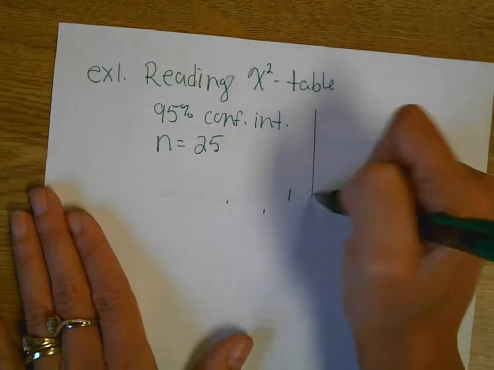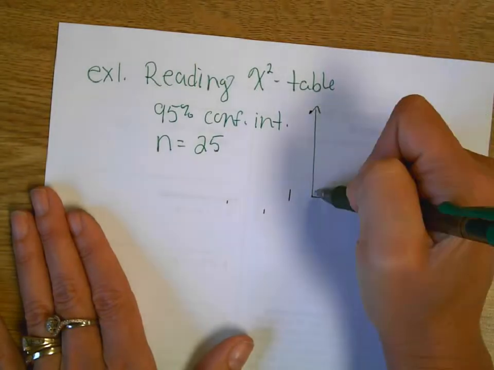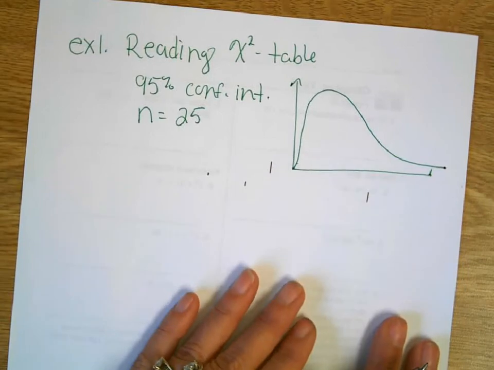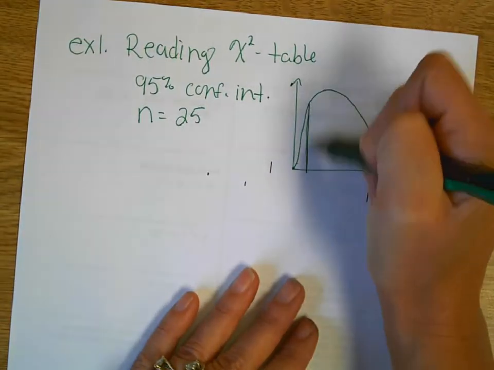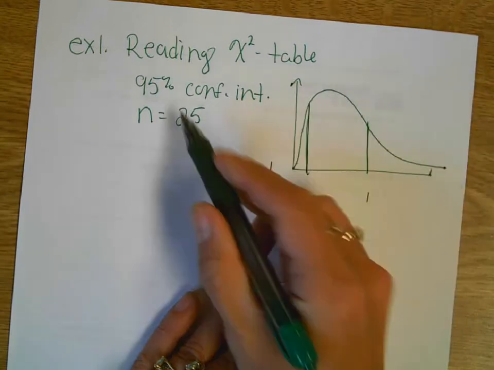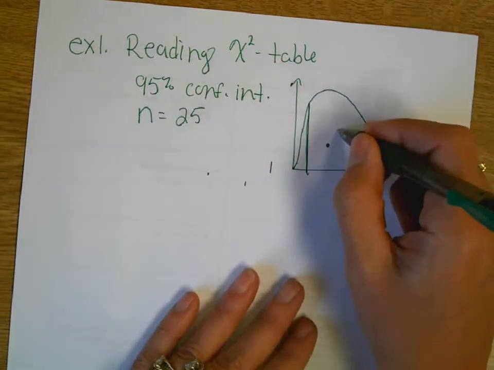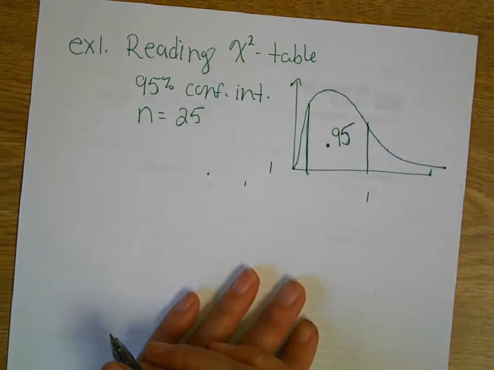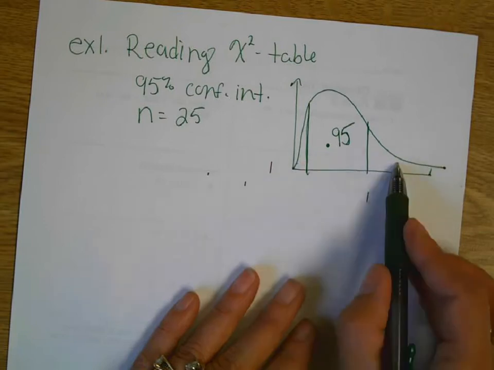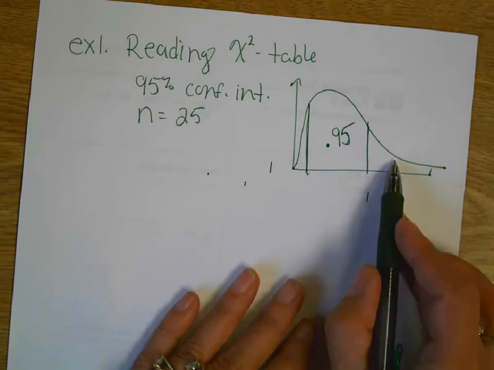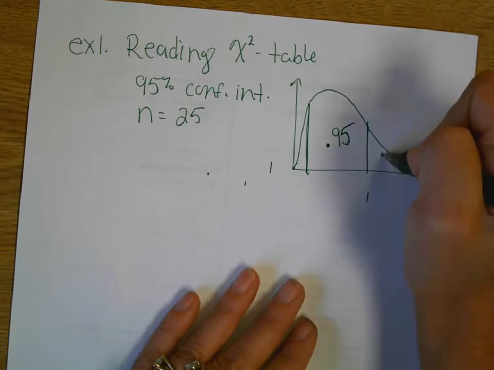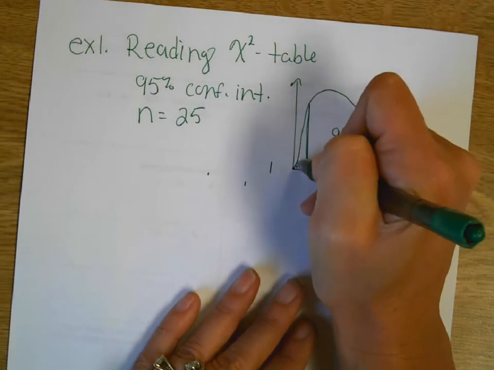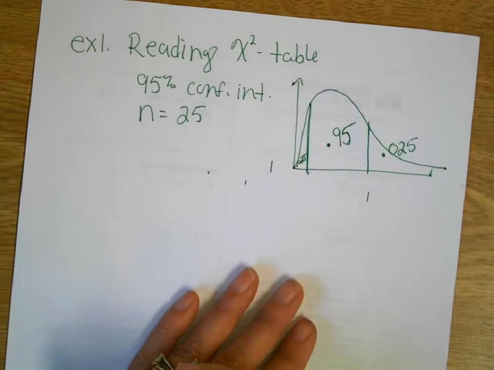So, if you make yourself a little sketch, the chi-square graphs are always skewed right. Not that you have to make it that way. The main chunk is our 95%. How much area does that leave for the two tail pieces? 0.025. And this piece back here would be 0.025 if we needed it, but we don't.